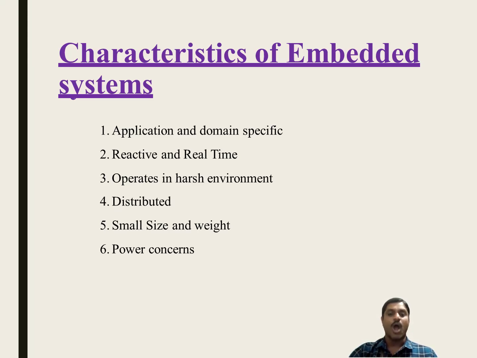Then we'll see the first one, application and domain specific. Here, each embedded system has certain functions to perform and they are developed in such a manner to do the intended functions only. They cannot be used for any other purpose. For example, the embedded control unit of a microwave oven cannot be replaced with that of an AC, because the embedded control units of the microwave oven and ACs are specifically designed to perform certain specific tasks.